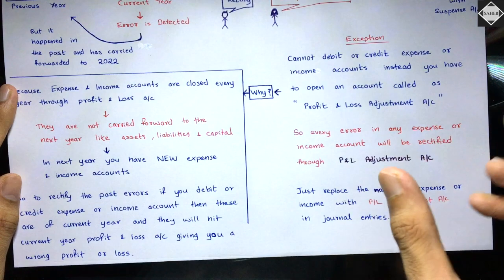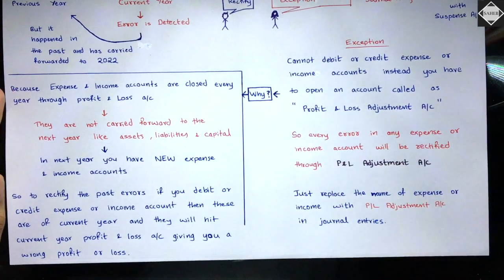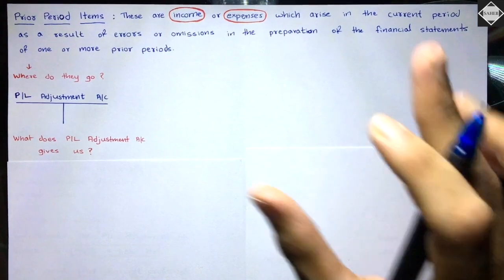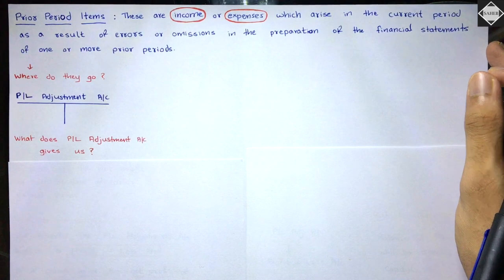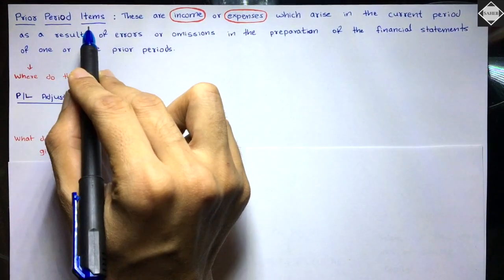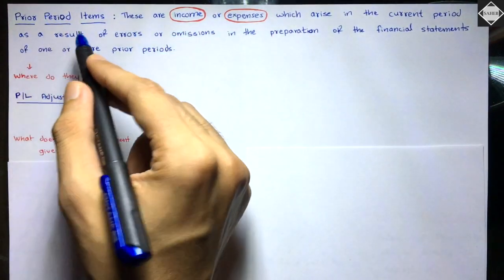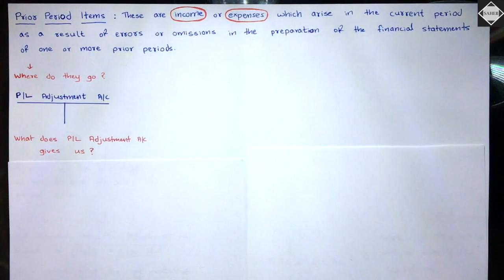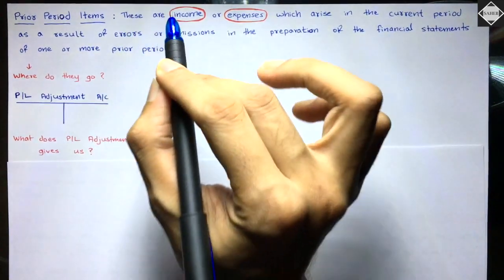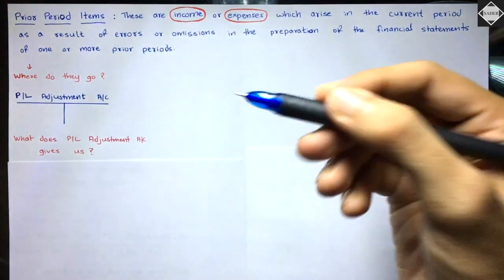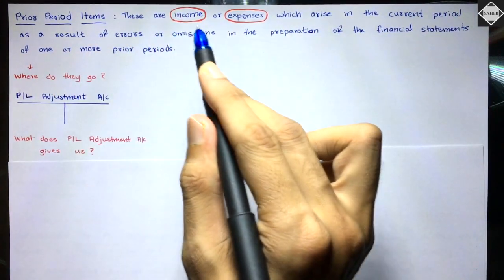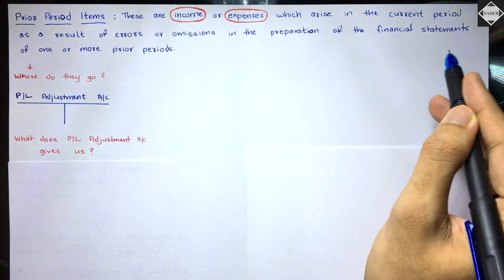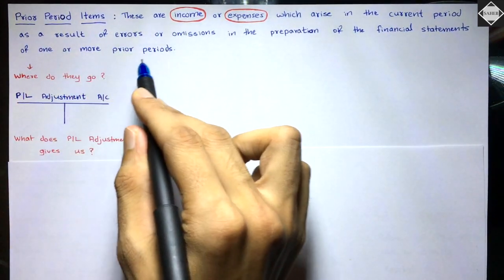Now let's understand what will happen to this profit and loss adjustment account. There's also one more term that you have to understand before discussing profit and loss adjustment, that is prior period items. You will see this in the study material. Prior period items, what does that mean? See, it's really simple. These are incomes or expenses which arise in the current period as a result of errors or omissions in the preparation of the financial statements of one or more prior periods.